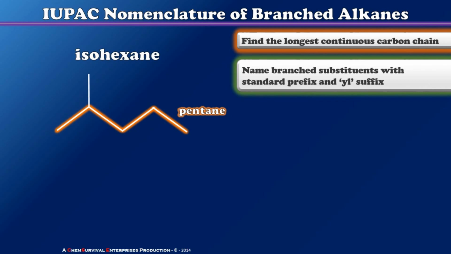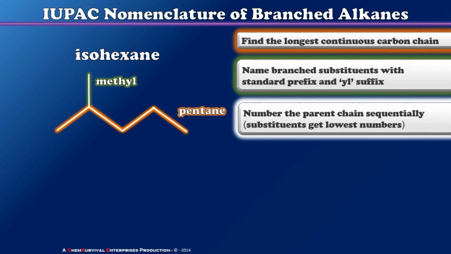My next task is to name all of the branching substituents which are not a part of the parent hydrocarbon chain. And I name them using a standard prefix, just like I did with my normal alkanes: meth, eth, prop, etc. But I end them in a -yl suffix. This lets the reader know that I'm talking about a substituent. So in our example here, I have a single substituent which has 1 carbon. So this would be called a methyl substituent.